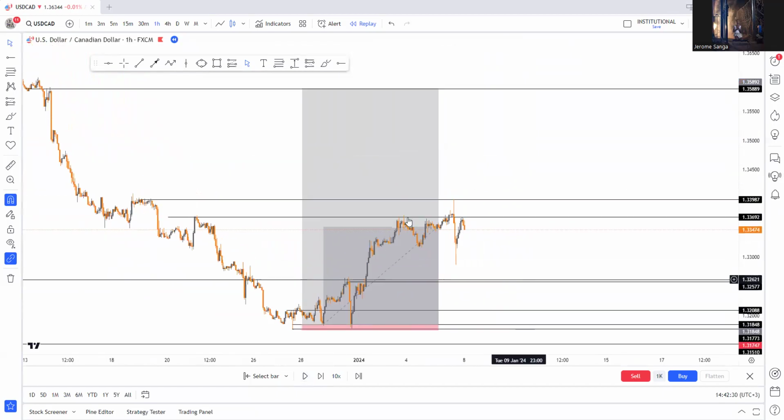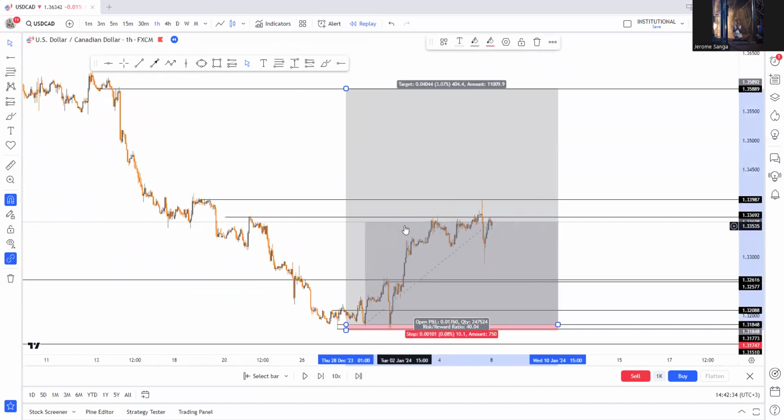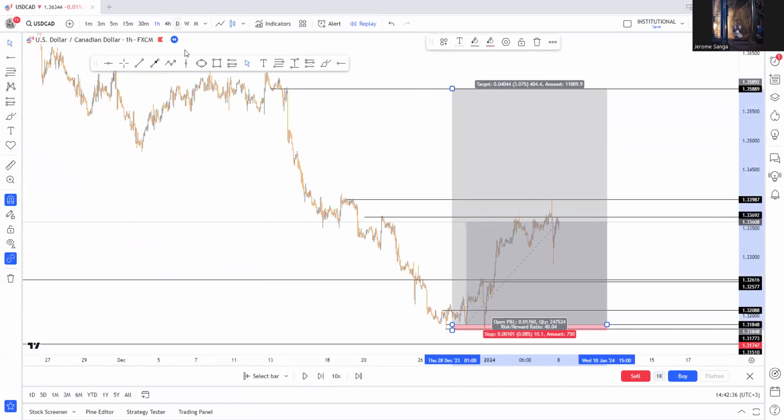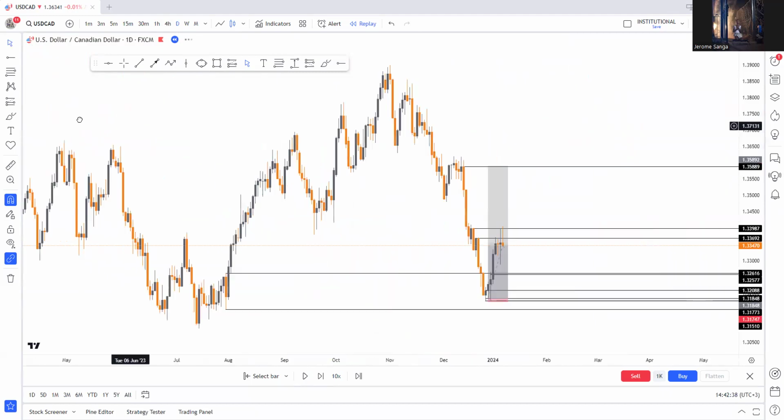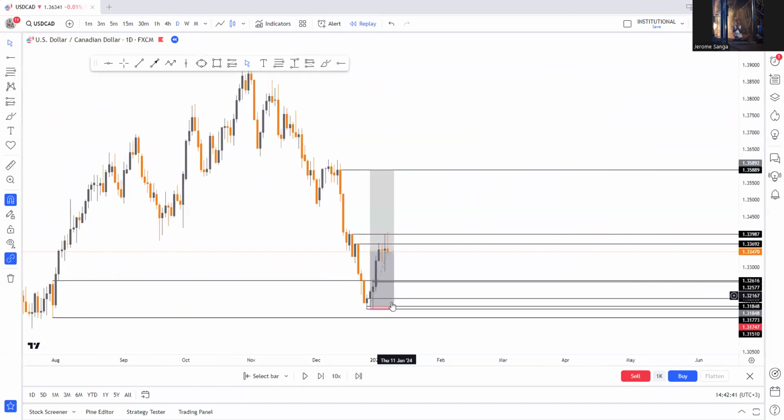It closed above, but the first time the price didn't close above. So you have to look for external structures that will guide you to keep holding or to take some profits.